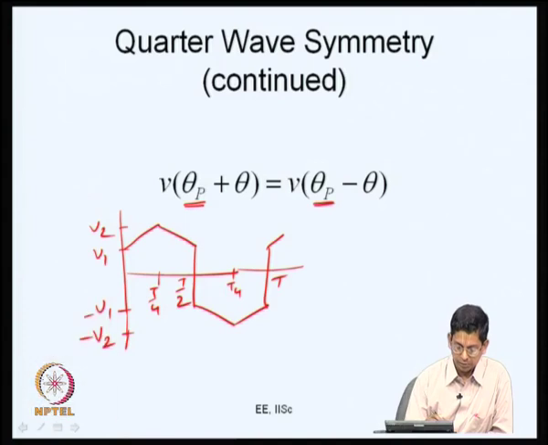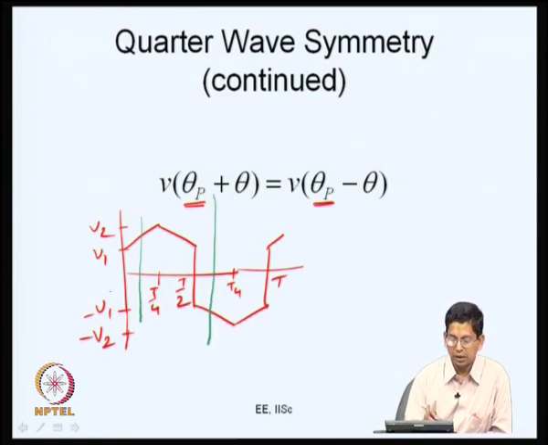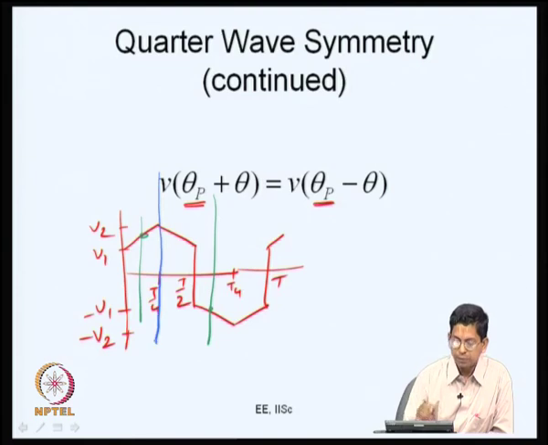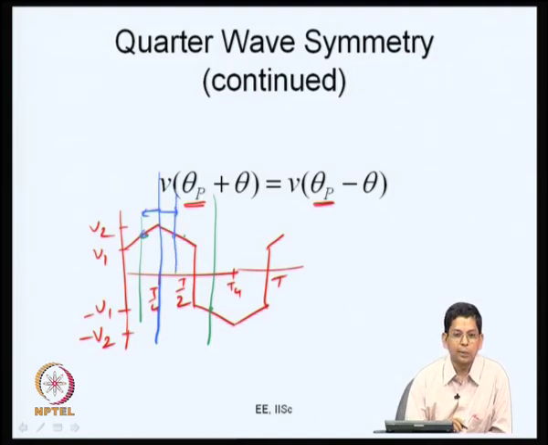How do we say that? You consider this instant theta, you consider 180 degrees away or T by 2 away. What you have is the function has the same value but opposite sign, that is half wave symmetry. It has no even harmonic. On top of that, you look around this point, you go some distance and you go the same distance on this side, you find the values to be equal. So, this is quarter wave symmetry.